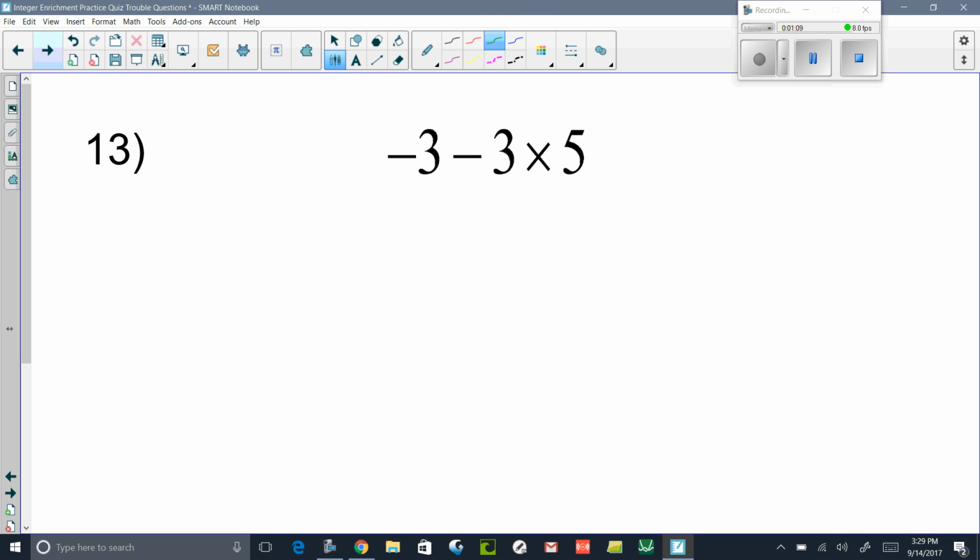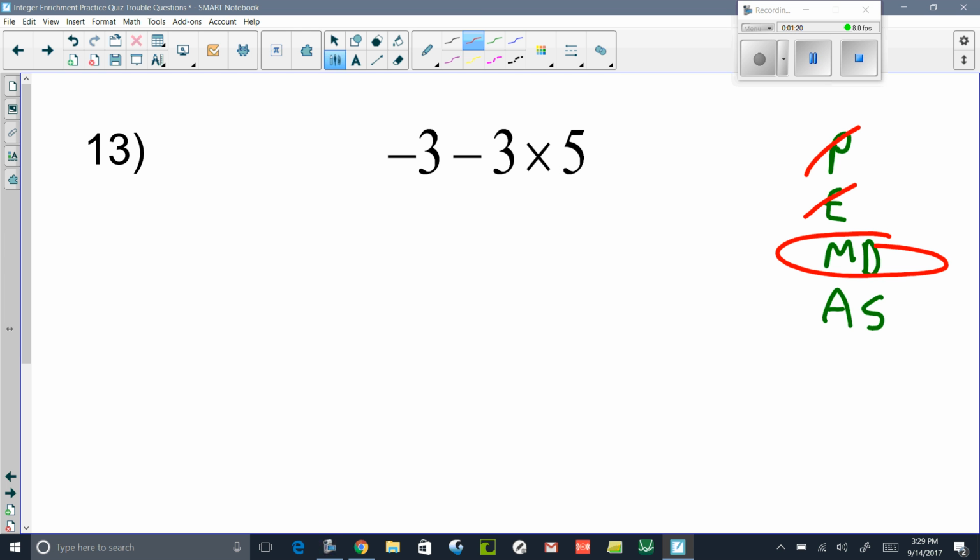Number 13, same mistake must have been made. Parentheses, exponents, multiply, divide, add, and subtract. We don't have any parentheses, we don't have any exponents, so we get to this level of multiplication and division, and we work left to right. When we multiply here, one of the things I preach in class is to keep the sign. Rather than leaving that as a subtraction sign, let's take care of it right now as a negative, and it'll make our lives easier. So negative 3 times 5, first step, gives us negative 15.